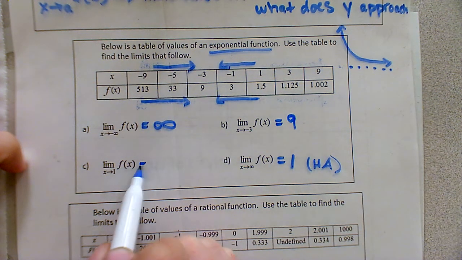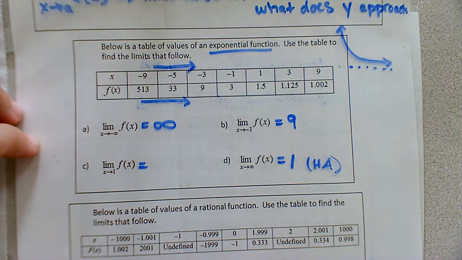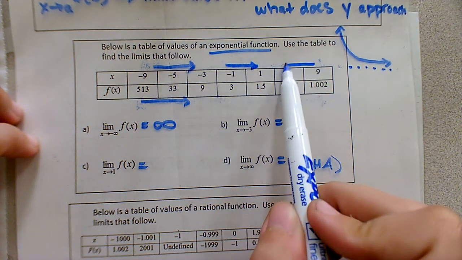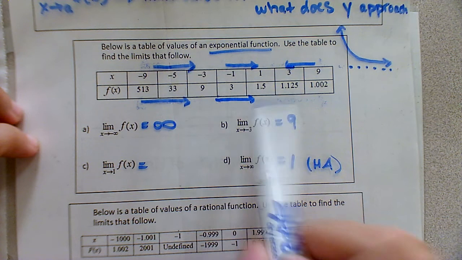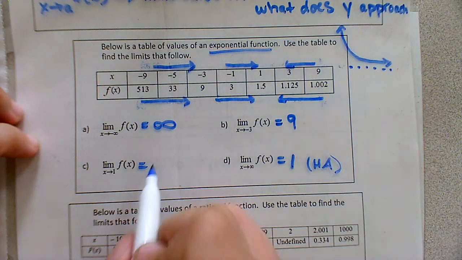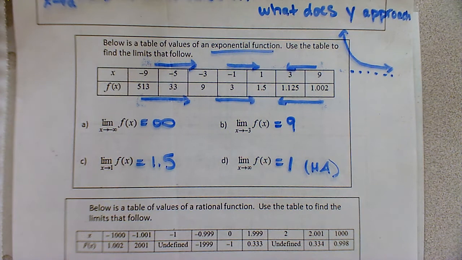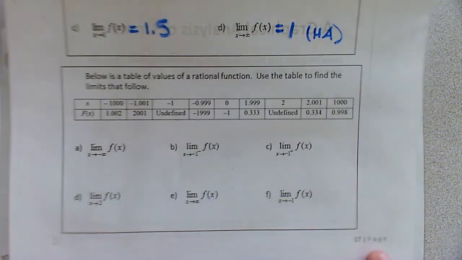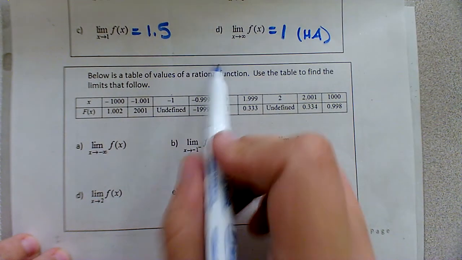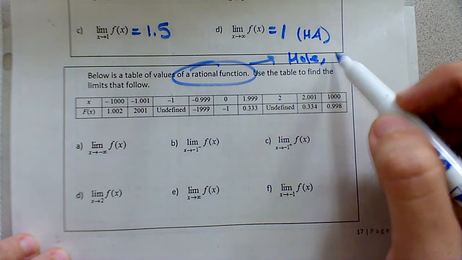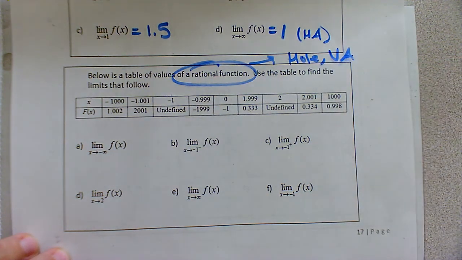We can do the same thing as we approach 1. Again, this is an overall limit, so we have to approach 1 from the left and the right, and it looks like the y values are getting closer and closer to 1.5. So exponential functions aren't too bad. We are going to step it up a bit and take a look at rational functions. These are the ones that can have holes or vertical asymptotes in some spots, so we might be leery of those. Let's go ahead and give this one a shot.